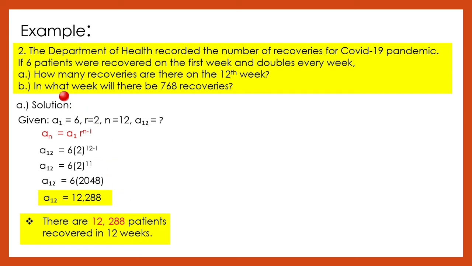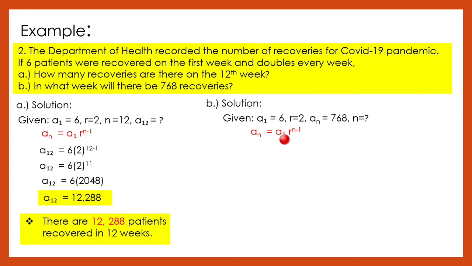Paano naman natin makukuha yung letter B? In what week will there be 768 recoveries? So, ang hinahanap natin dito is yung number of terms. Ang gagamitin pa rin nating formula is a sub n equals a sub 1 times r raised to n minus 1. Our given, a sub 1 pa rin is 6. Ang common ratio pa rin is 2. Ang a sub n natin is 768. And then, ang hinahanap is n.